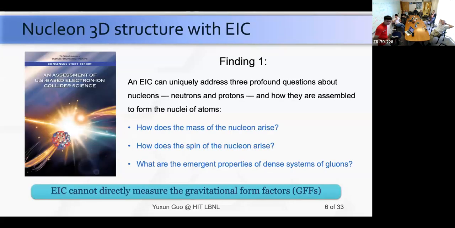So first, understanding the mass and the spin structure of the nucleon is one of the fundamental problems we want to answer here. Actually, if you look at the scientific report of the EIC, the question of how the mass and the spin of the nucleon arise is listed as one of the important questions we need to answer. But apparently you cannot directly measure the gravitational form factor with the EIC, because it's an electron ion collider.